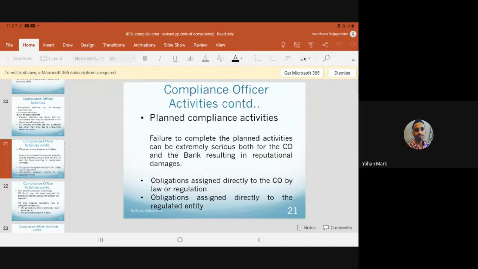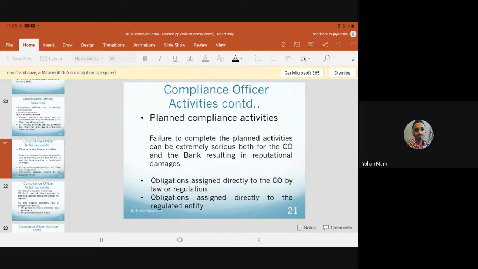The areas to be covered are extremely high or large. Then you would have certain criteria in deciding what will go into the compliance program for this year, right? So if you fail to complete the planned activity, in other words, the compliance program which has been prepared and scheduled to be carried out during the year, it can trigger very serious repercussions, including reputational damage and risk.